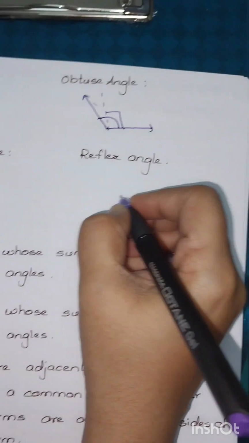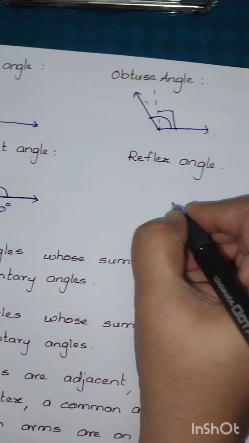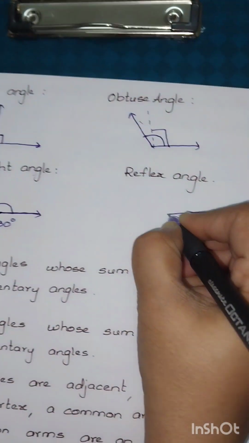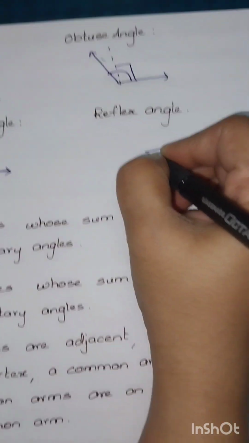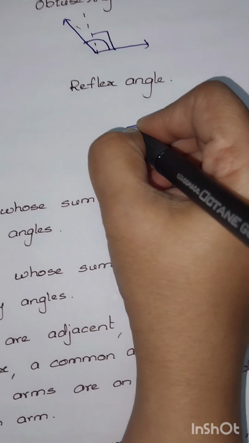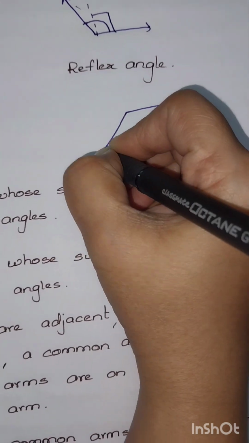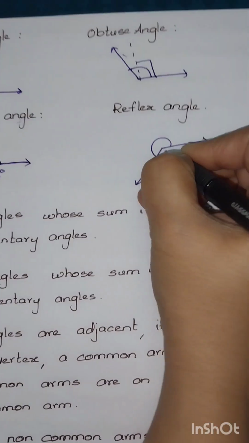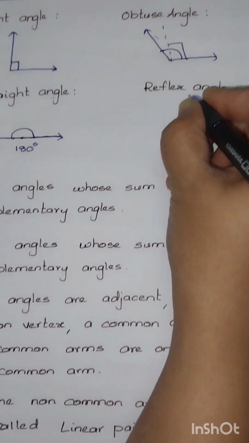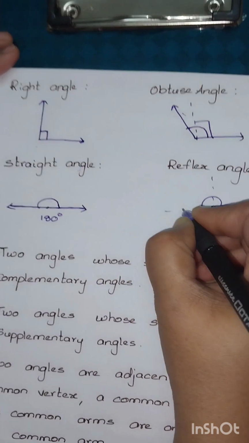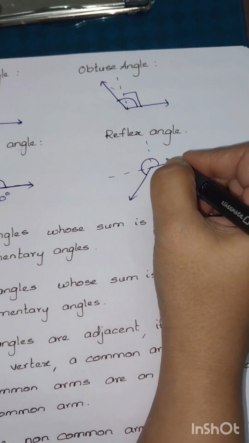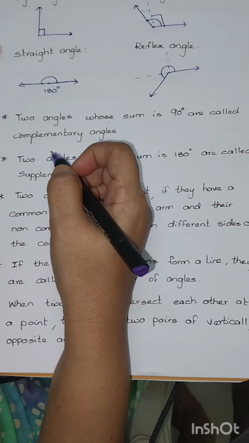Now, what is a reflex angle? A reflex angle is the angle which is greater than 180 degrees and less than 360 degrees. See, this is called a reflex angle. The angle formed here is greater than 90, and greater than 180 and less than 360. This is called a reflex angle.